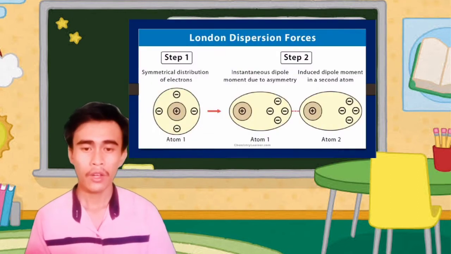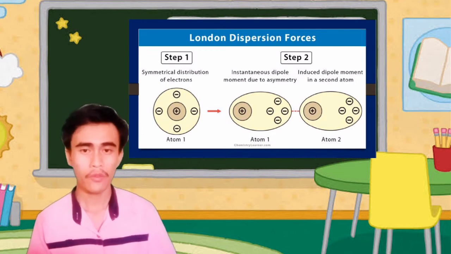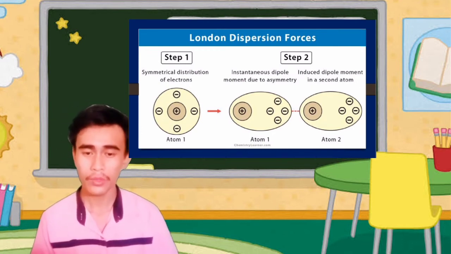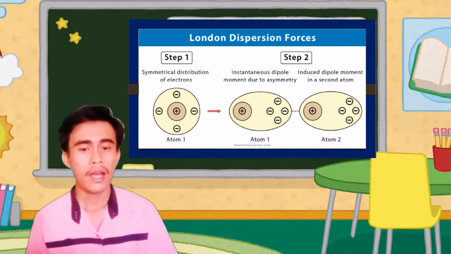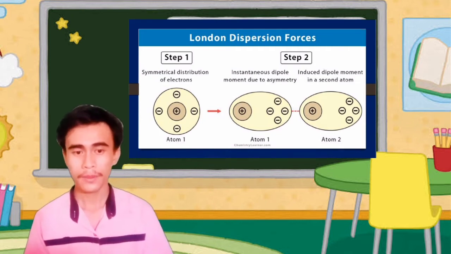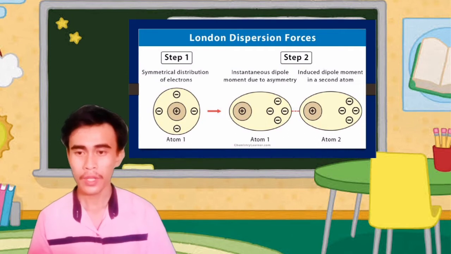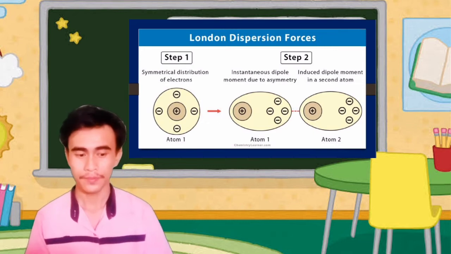And then, the London dispersion force. So, the step 1 is the symmetrical distribution of electrons. So, symmetrical pa sila sa una. And then, nagkaroon ng instantaneous dipole moment due to the asymmetry. So, nagkaroon ng positive and negative pole. And the induced dipole moment in a second atom. So, nahawaan ng atom 1 natin yung atom 2. So, naging induced dipole siya.